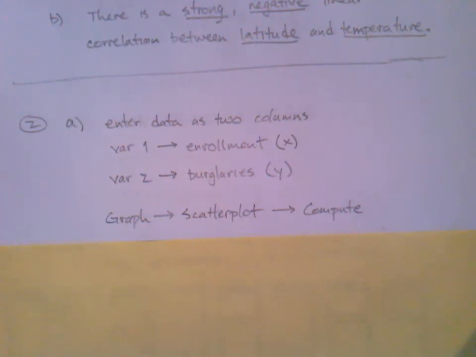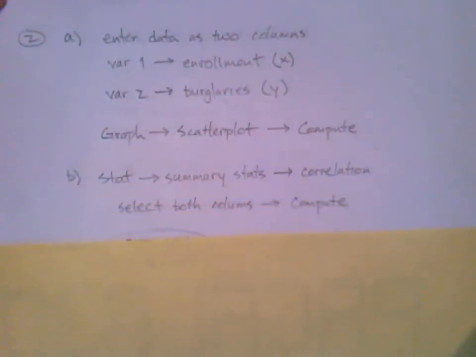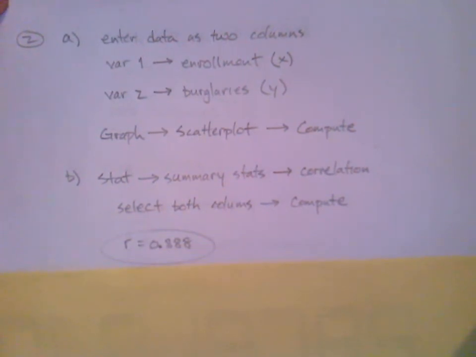Okay, so it says if it's linear, calculate the correlation coefficient. So how do we do that? Well, Statcrunch will do it for us. Okay. So I'll just show you part B here. So go to Stat, then hover over to click Summary Stats and Correlation.